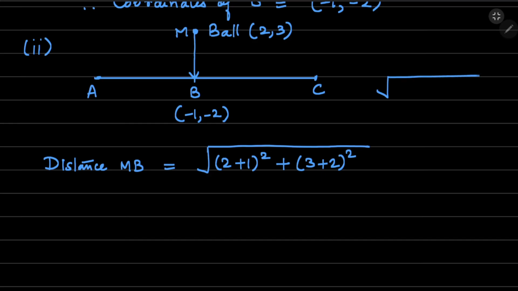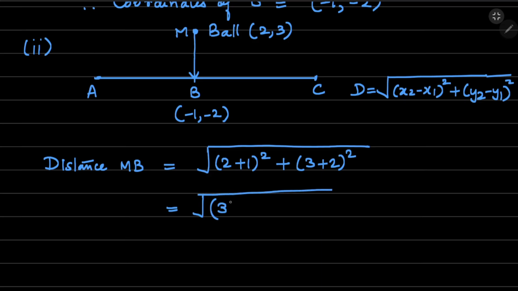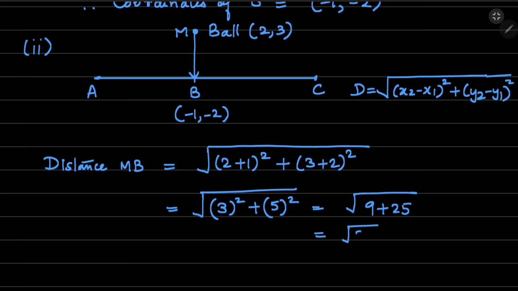So what is the distance formula? d is equal to the square root of x2 minus x1 or x1 minus x2, the whole square, plus y2 minus y1 the whole square. This is the distance formula. So you can take any one point as x1, y1, and the other point as x2, y2. So what do you get here? 2 plus 1, that is 3 square, plus 3 plus 2, that is 5 square, which is equal to square root of 9 plus 25, which is root of 34, and that's your answer. You can just write units. The distance between M and B is root of 34 units.